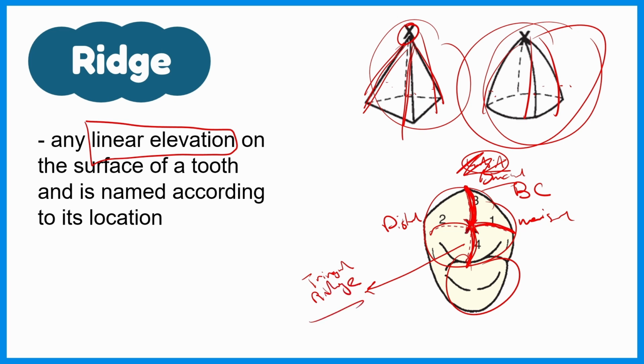It's just the ridge that goes from the cusp tip all the way to the central part of the tooth. It's called the lingual ridge on canines, but on posterior teeth, it's called a triangular ridge. We'll be talking about it in a moment.